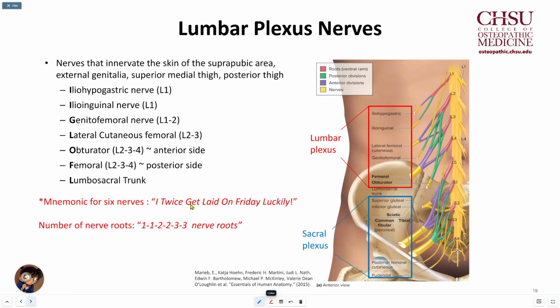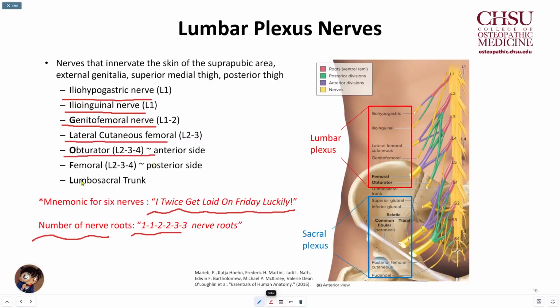The mnemonic goes as follows: I twice get laid on Friday, luckily. And the nerve roots are as follows: 1, 1, 2, 2, 3, 3. So you can see right here that I stands for iliohypogastric, twice, 2 letter I's, ilioinguinal, get is genitofemoral nerve, L is lateral femoral cutaneous, O is obturator, F, Friday, is femoral, L, luckily, is lumbosacral.